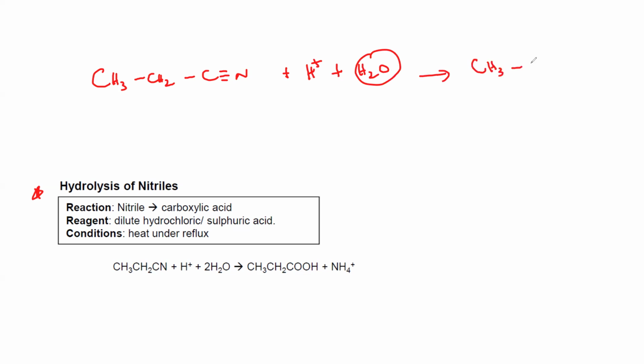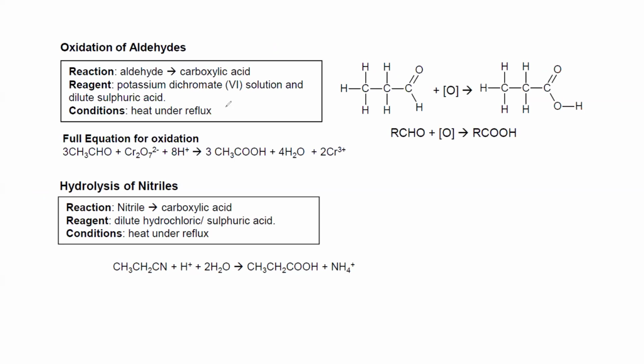This nitrile group will form a carboxylic acid, plus it will form an ammonium ion. So this nitrile group will turn into a carboxylic acid. This is called acid hydrolysis of nitriles, which results in the formation of a carboxylic acid. So we can produce carboxylic acids by oxidation of aldehydes, by oxidation of primary alcohols, or by hydrolysis of nitriles.